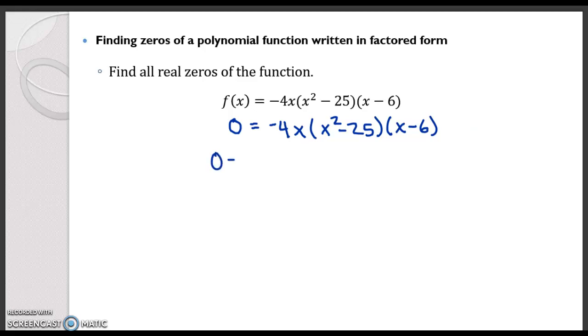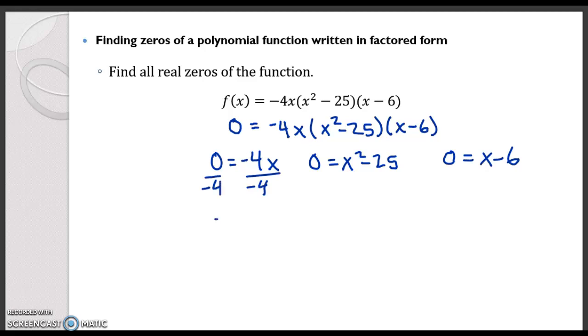I'll have 0 equals negative 4x, or if x squared minus 25 is 0, or if x minus 6 is 0, then I'm going to end up getting an equivalent statement. I'll get 0 on the right and I have 0 on the left, so I know those x values work. So to solve for x, we divide by negative 4. 0 divided by negative 4 is 0. So 0 equals x.